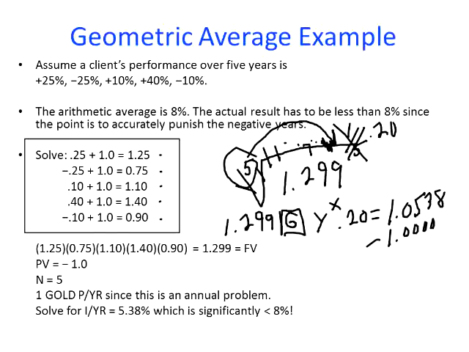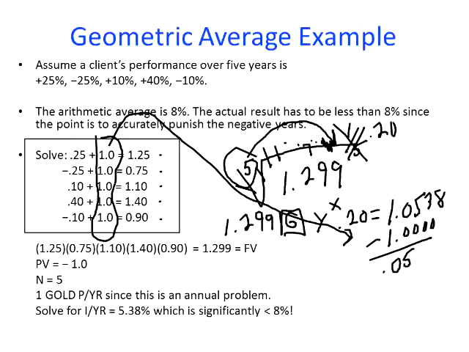Subtract the 1 from that because you added 1 over here. Remember, these are all being added. So now you're going to subtract the 1. And you come up with a 0.0538. If you multiply that times 100, you end up with 5.38%. Compound rate of return, geometric average. They did what they did for you.